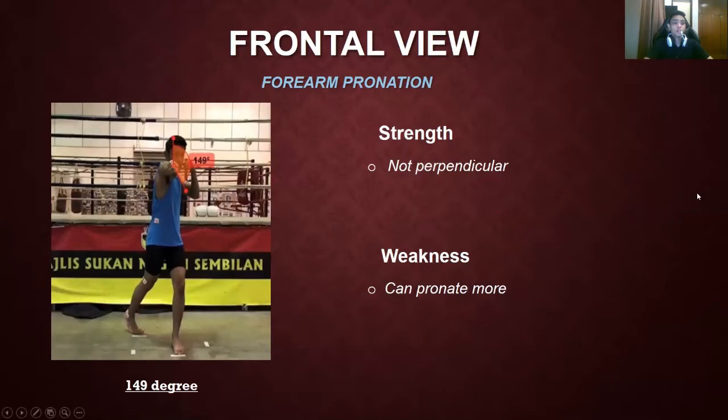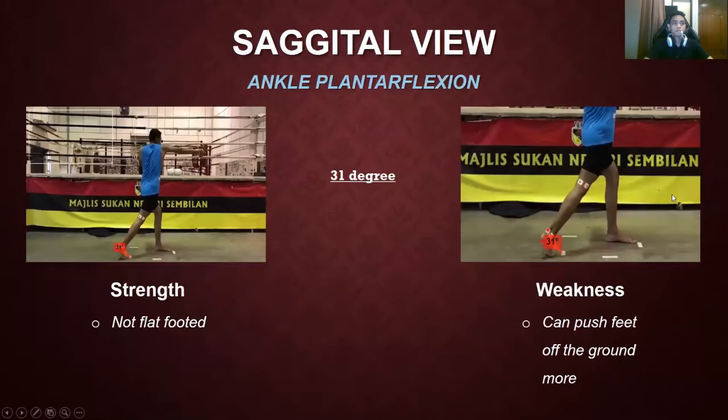So in this forearm pronation, you can see the strength is he is not in a perpendicular position, but the weakness is he can pronate more like an international level boxer to get more power and force when punching. So moving next, sagittal view, ankle plantar flexion.